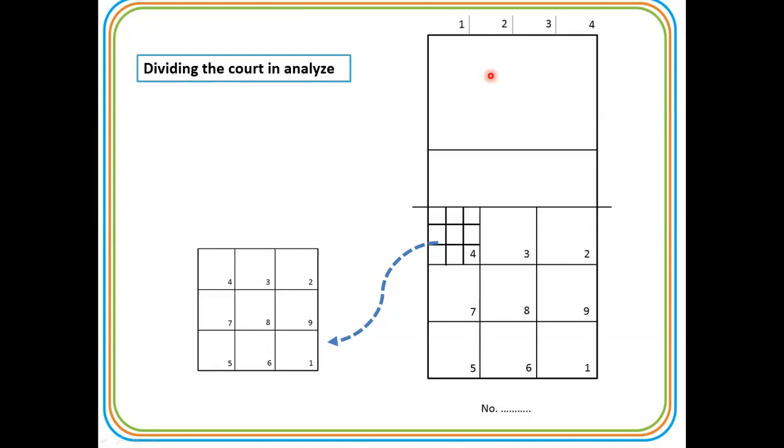Okay, dividing the court in analysis. In analysis, we divide the court like that. In the service area, we divide it into 4 sections and 4 zones. Maybe somebody comes and makes it 2 zones. This is no problem. This depends on you, but usually it is the same as that.